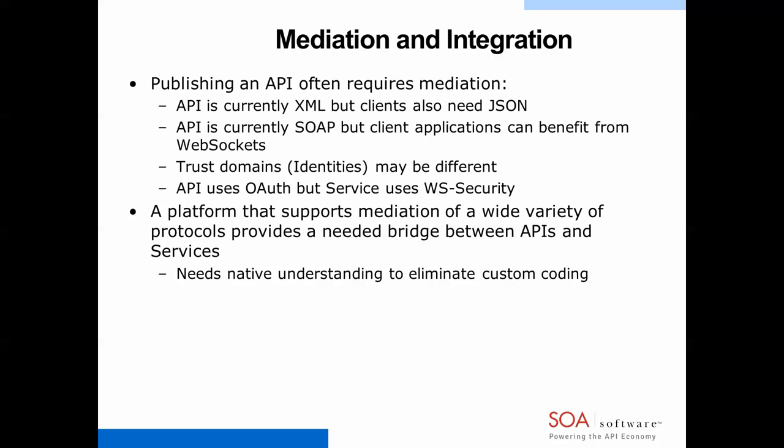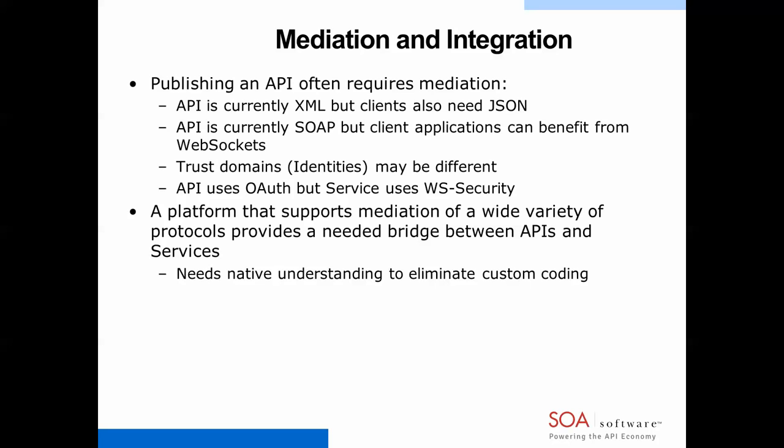The other thing that you see a lot of, independent of the type of API, is mediation and integration. So publishing an API often requires mediation. Your backend API is currently XML, but clients also need JSON. The API is SOAP, but client applications need WebSockets. You have different trust domains or identities or security systems between the front-end API that you're exposing outside of your organization and your back-end application systems. Your API might use OAuth, but your back-end systems or services or APIs might be using WS-Security. So mediation is an integral part of the API platform that you're going to be putting together.